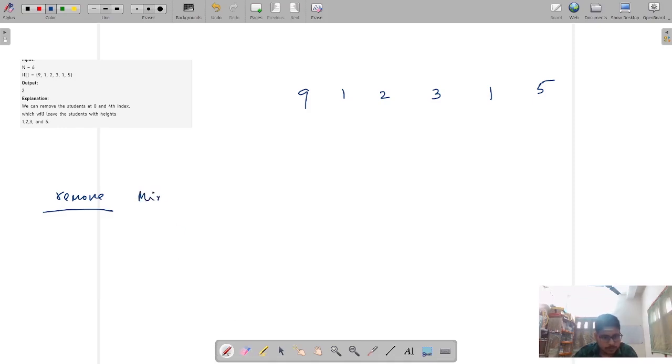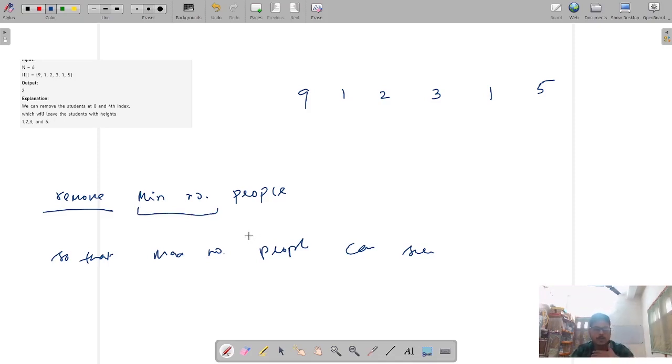We have to remove the minimum number of people so that the maximum number of people can see, so the majority can see. We have to find that minimum number of people, which represents the number of people to remove. Obviously, if we remove the minimum number of people, the people who can see would be the maximum. So don't think about the maximum number when you are thinking about the minimum, because when the removal is minimum, the number of people seeing will automatically be maximum.